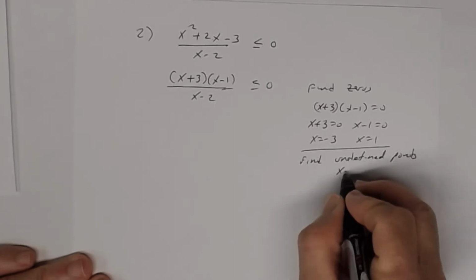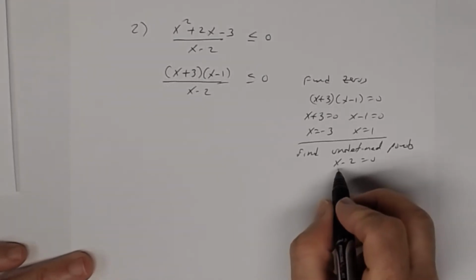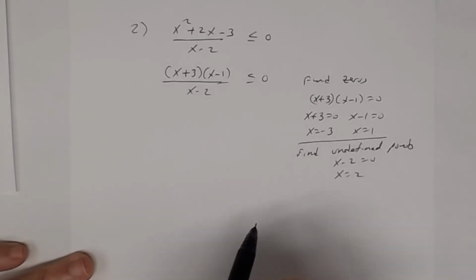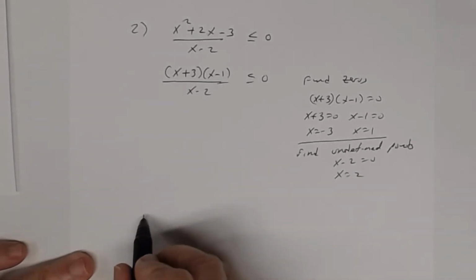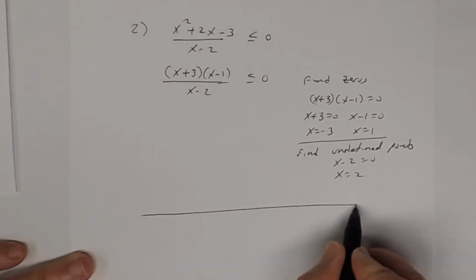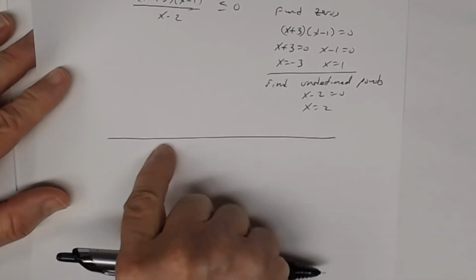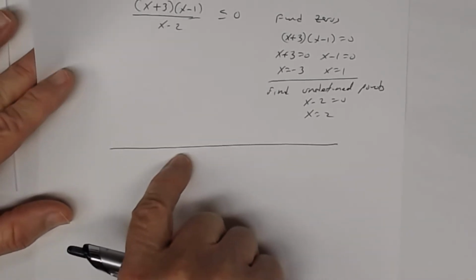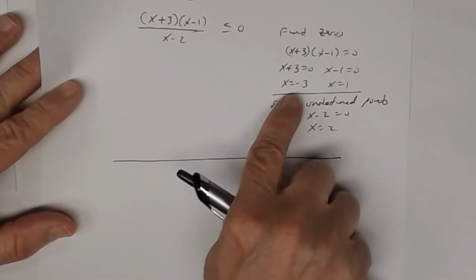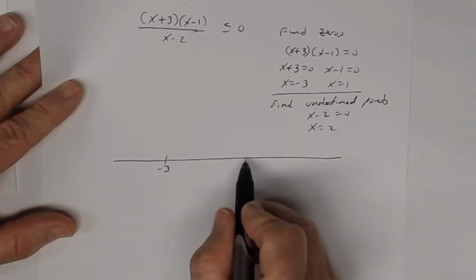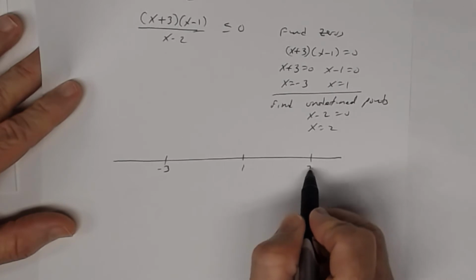And so you set the denominator equal to 0, and solving for x, you get x to be 2. So I have 2 zeros and 1 undefined point. Now I'm going to put this on the number line, just like the previous problem, except this time I'm going to have 3 values on that number line that I have to look at. Make sure you put them in order. So negative 3 is going to be listed first, 1 is going to be listed next, and then 2 is going to be listed next.